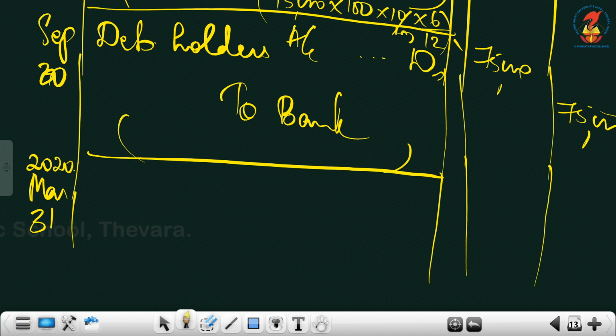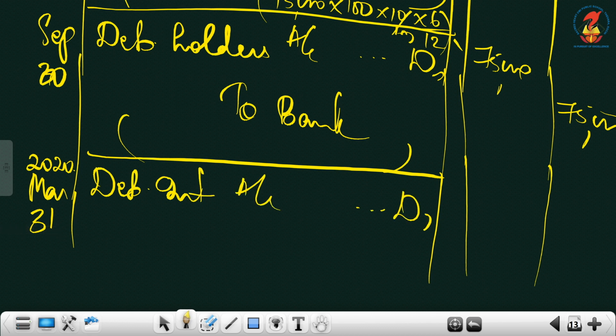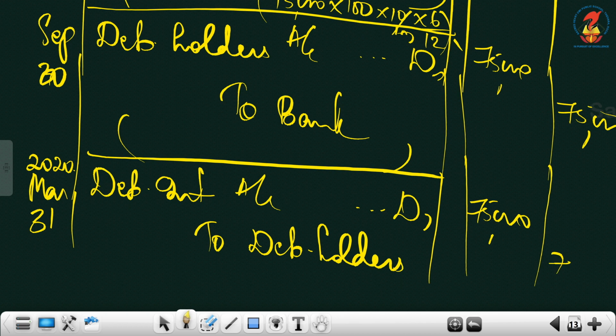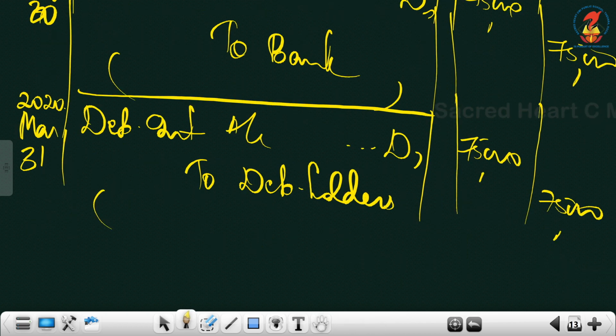This is 31st March 2020. We will write the due entry again. Debenture interest account, debtor, to debenture holders. The amount will be the same because again for 6 months you have to compute. Since it is half yearly, the amount is the same.